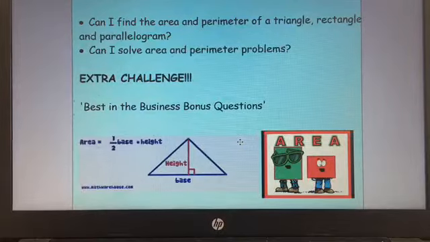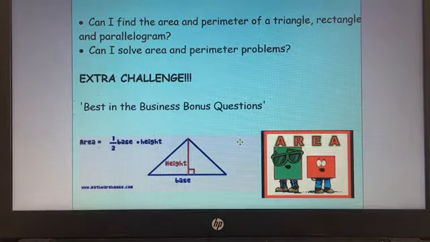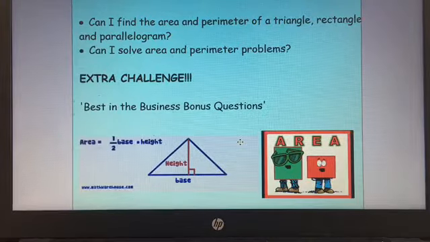Okay, so today's learning intention is: can I find the area and perimeter of a triangle, rectangle and parallelogram? And can I solve area and perimeter problems? And of course, there are the best in the business bonus questions at the end when they get super, super tricky.